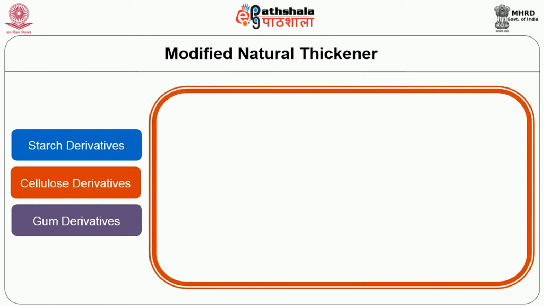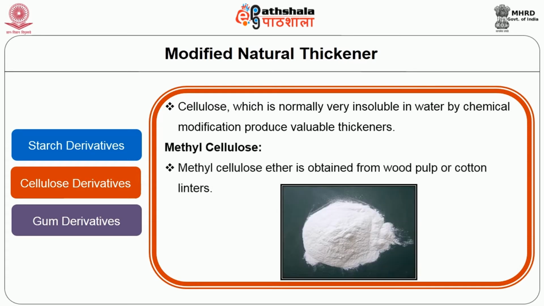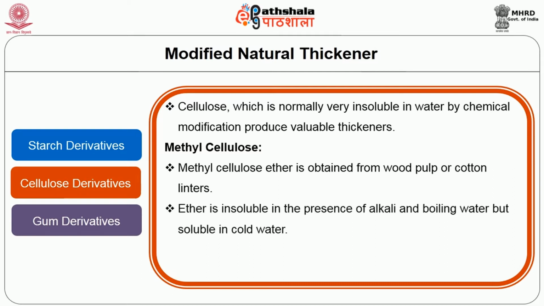The second one is cellulose derivatives. Cellulose, which is normally very insoluble in water, by chemical modification produces valuable thickeners. The first one is methyl cellulose. Methyl cellulose ether is obtained from wood pulp or cotton linters. Ether is insoluble in the presence of alkali and boiling water but soluble in cold water. Its consistency is retained during storage.